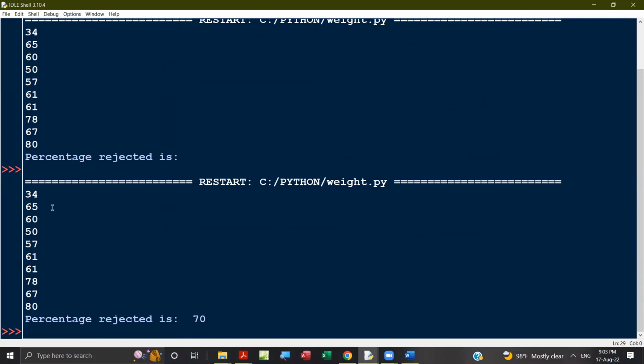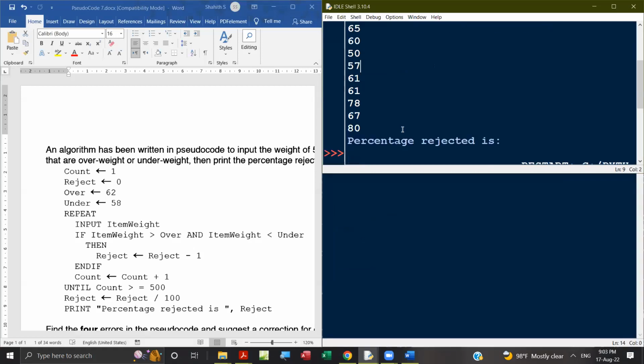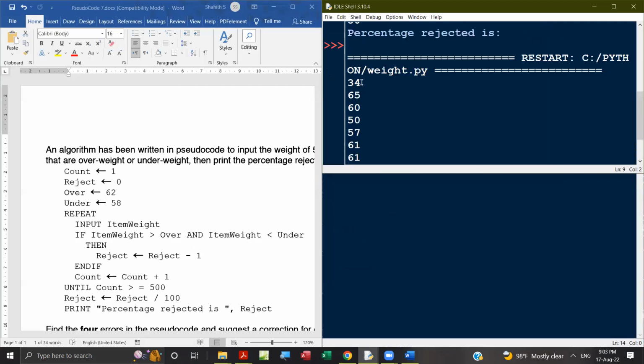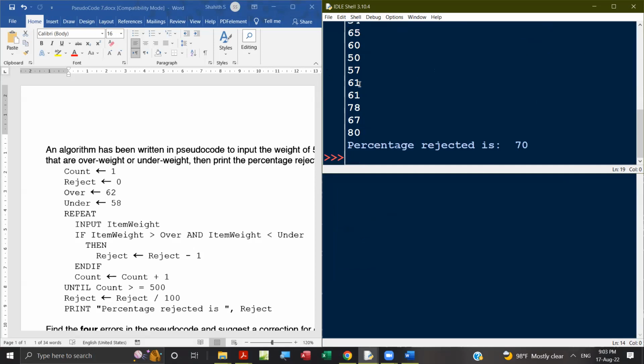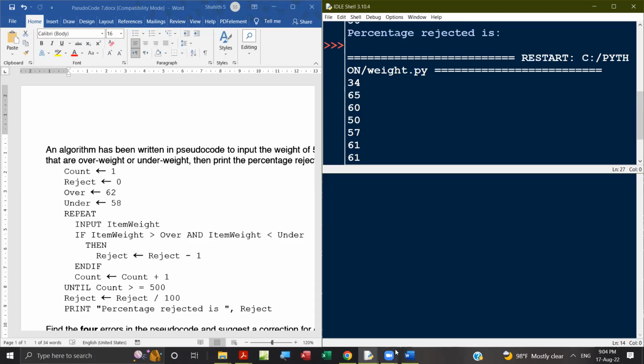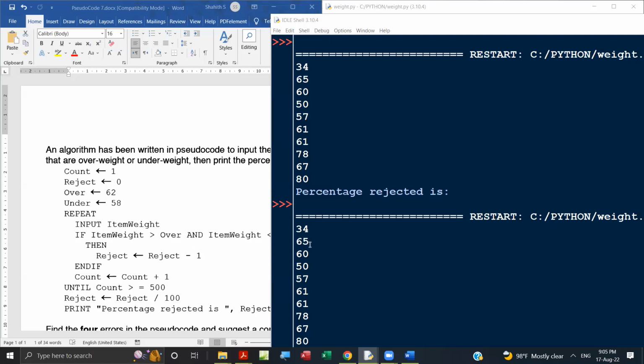70% rejected. That means 70% rejected. So you can check. Here, 1 reject. 34 is below 58. So 1. This is above 62, 2. Then 3, 4, 5. So here 7 items are rejected. That's why it's 70%. So what are those numbers?